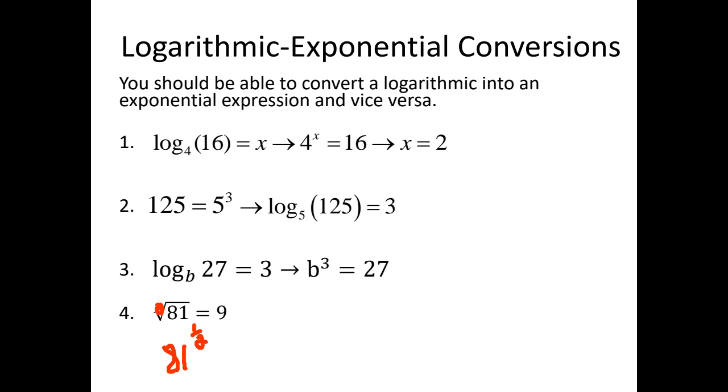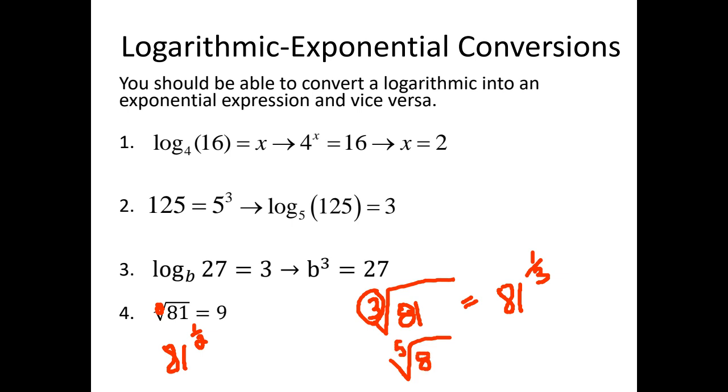If you had a cube root of, let's say, 81, then that's the same as 81 to the 1/3. So this root is going to be your denominator in that fraction. If you have the fifth root, then it would be 81 to the 1/5.